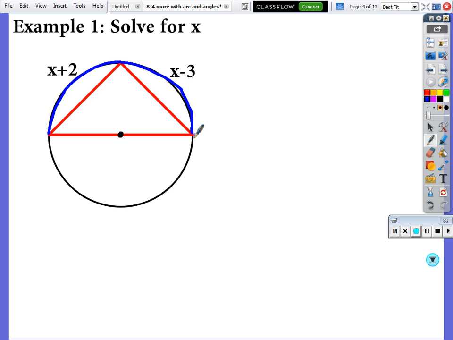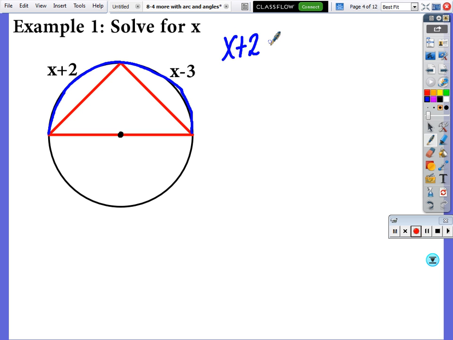So does everybody see the half circle here? That will equal 180 degrees, right? A half circle is equal to 180 degrees. So is it a true statement to say that amount, x plus 2 plus x minus 3, better equal 180 degrees? Yes? So let's set that up then. Just set up a true statement. That is true.